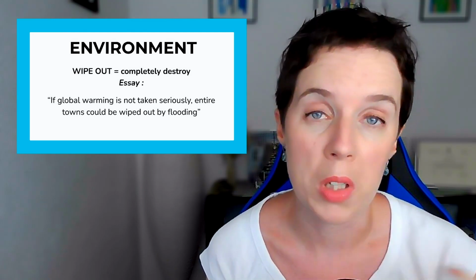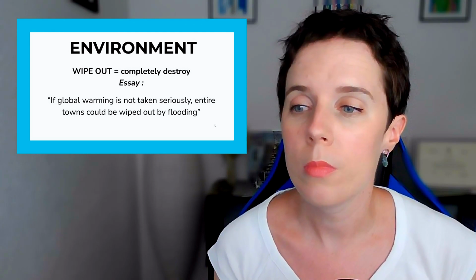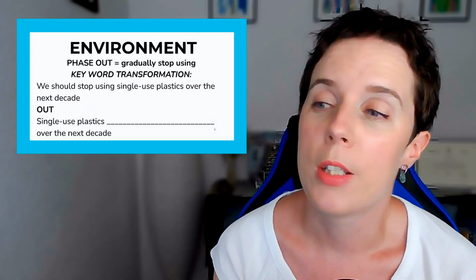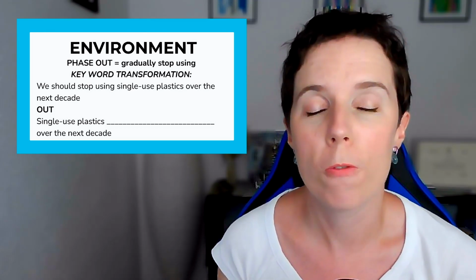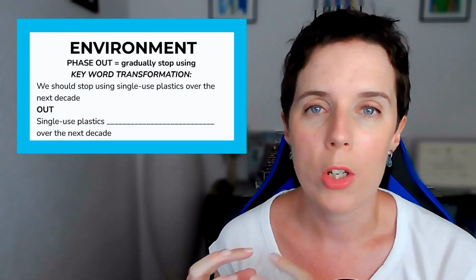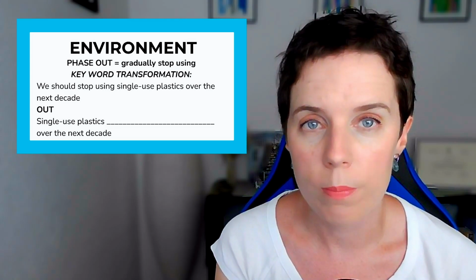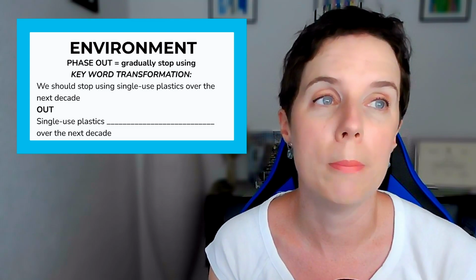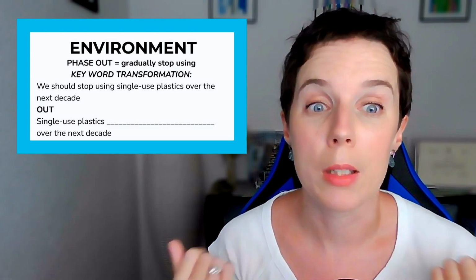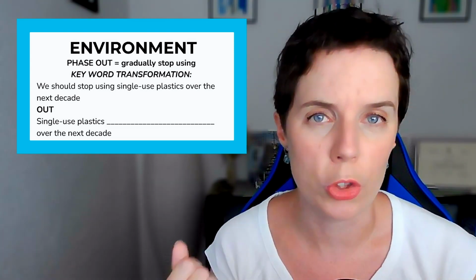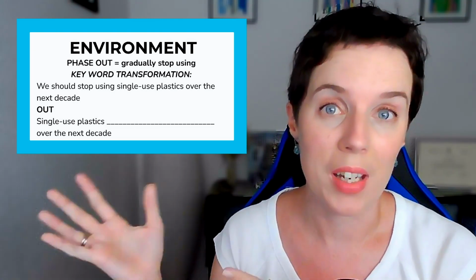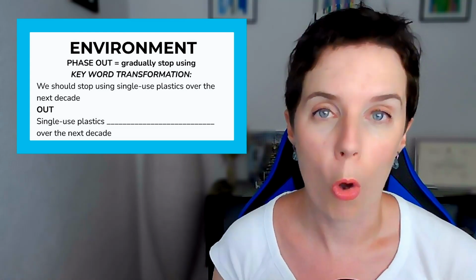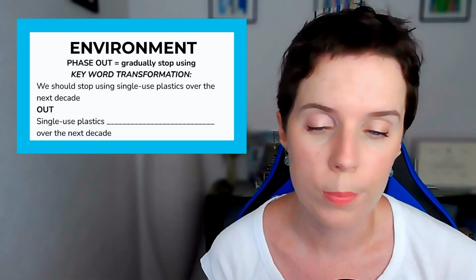You could also use it in speaking, depending on the question. All right. Our next one, the keyword transformation, is phase out. So if you phase something out, you gradually stop using that thing. Like, for example, single-use plastic, or plastic bags, like plastic carrier bags in supermarkets have been phased out. So people use them less and less. Hopefully in the future they won't be used at all.